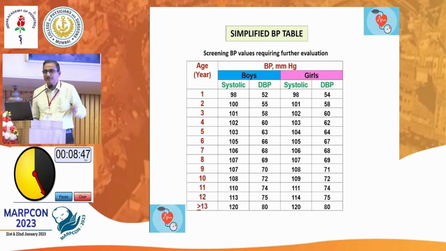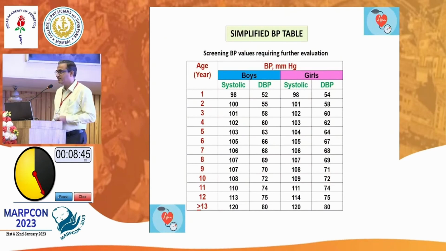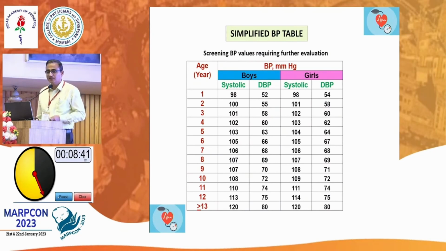Then the answer is a simplified BP table. So what is this? In a busy OPD, one has to use this as a screening method. So here again the BP values are given for boys as well as the girls, ranging from the age 1 year onwards. Systolic and diastolic values are given.